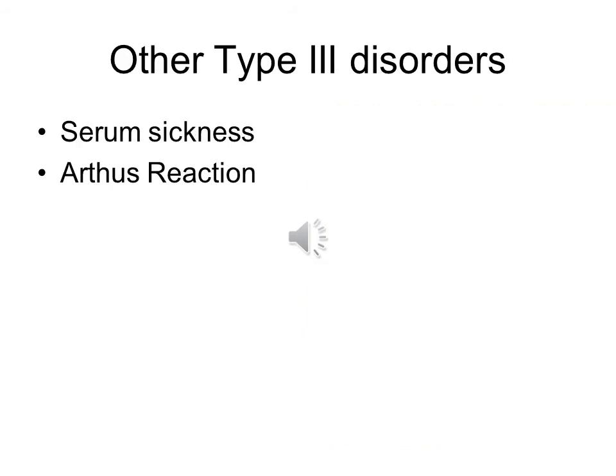Another example of type 3 hypersensitivity is serum sickness, which often is caused by intravenous administration of drugs such as penicillin or by insect venom or food allergies. With this condition, antibody-antigen complexes are deposited in various tissues such as blood vessels, joints, and kidneys.